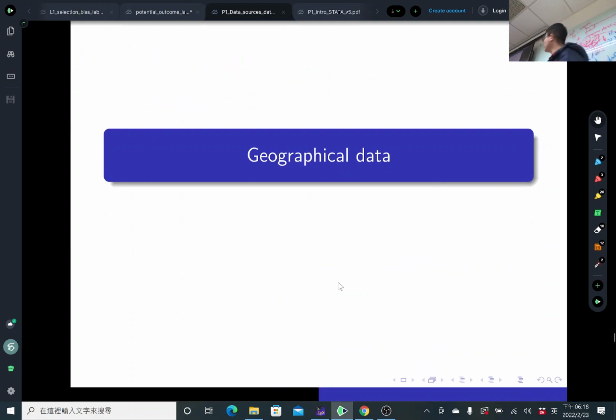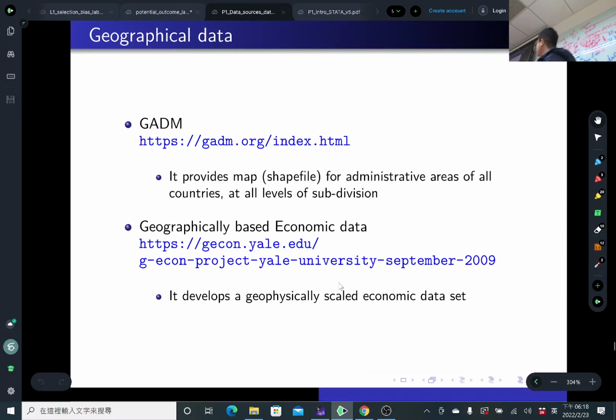And there are several geographical datasets, and we will discuss how to handle geographical data at the end of the semester. So here I just give you a brief idea about this data. For this website, you can get the map. You can draw the map for each country's administrative areas or their subdivisions, like counties, states, or townships. They provide the shapefile. You will know what a shapefile is in a later class, to help you generate a map.